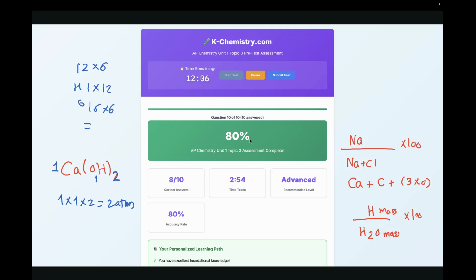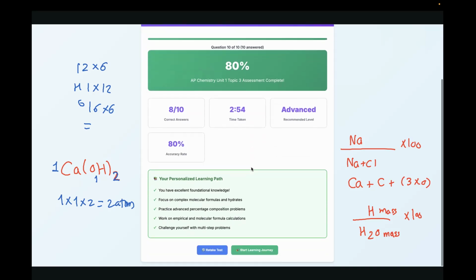When we submit the test, we see that we got 80%. That's very good, considering that we were using numbers randomly. And then you will get to know the points that you need to understand. You have excellent foundational knowledge, but then we can press here Start Learning Journey, and then we'll see our questions explained by explaining the lesson itself. So let's start the lesson now.